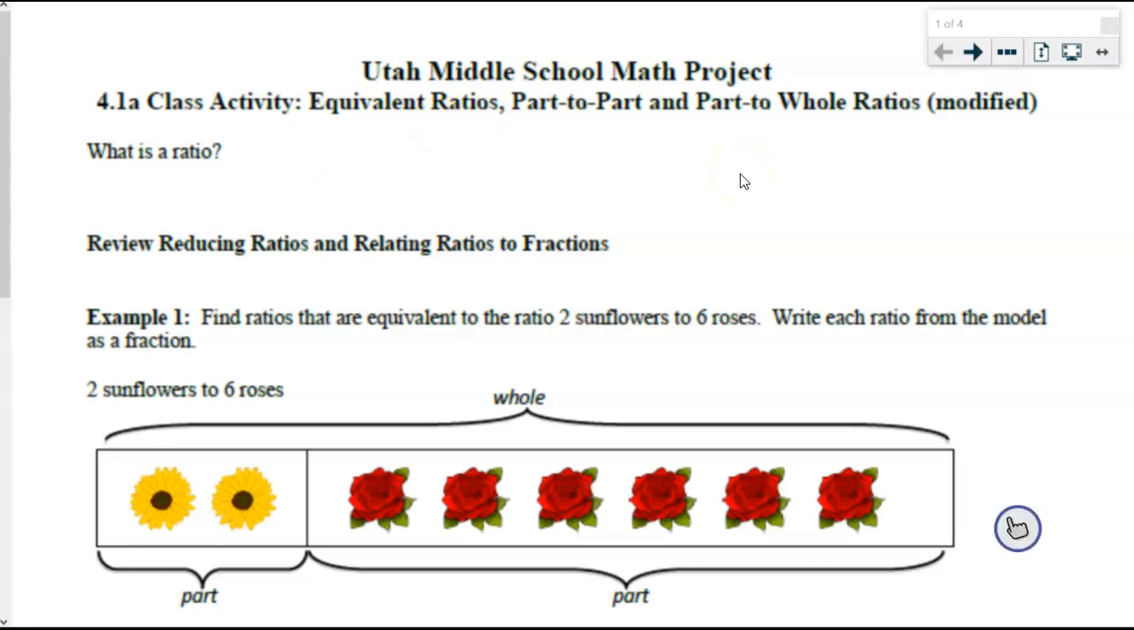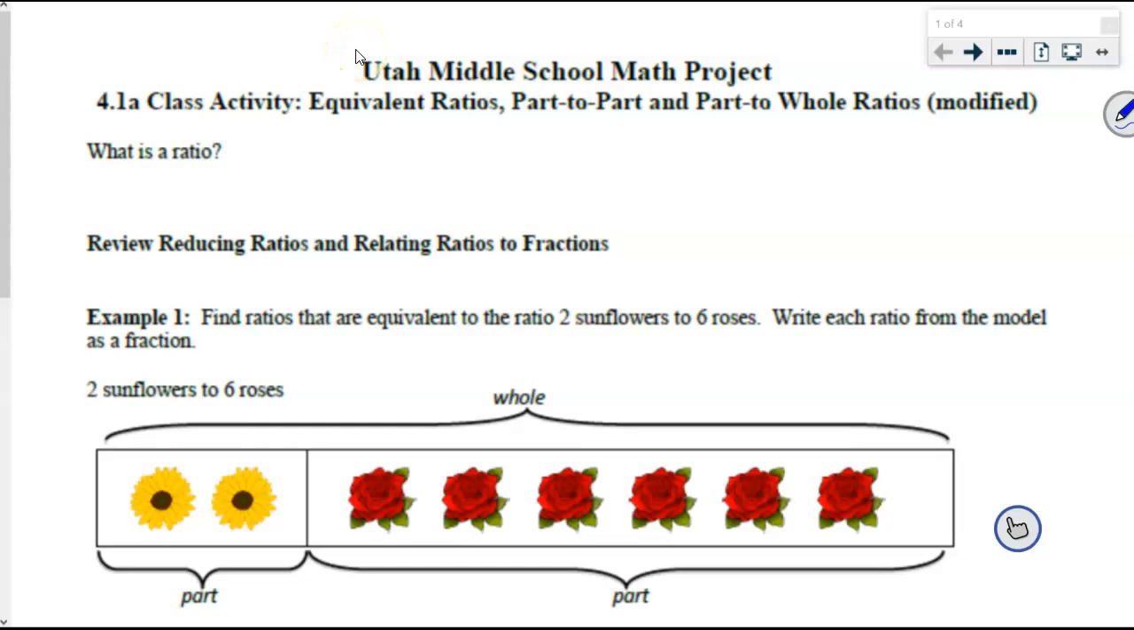We're going to start, what is a ratio? Turn and talk with your tables first. What is a ratio? Okay, let's come back together and now please tell me, what is a ratio?